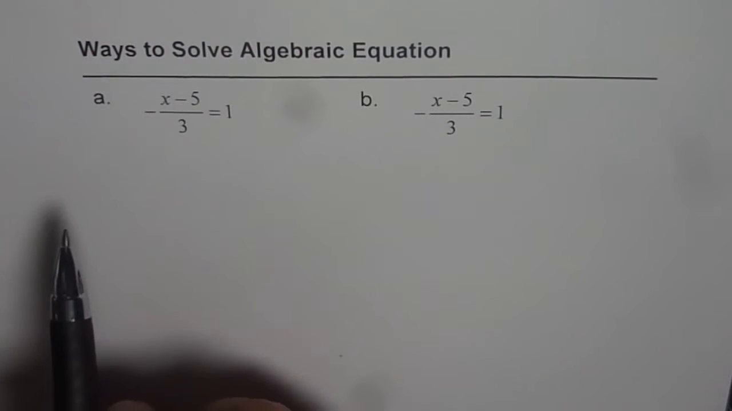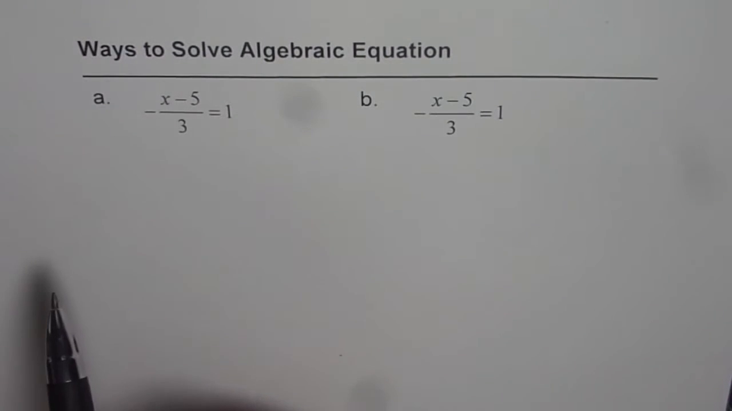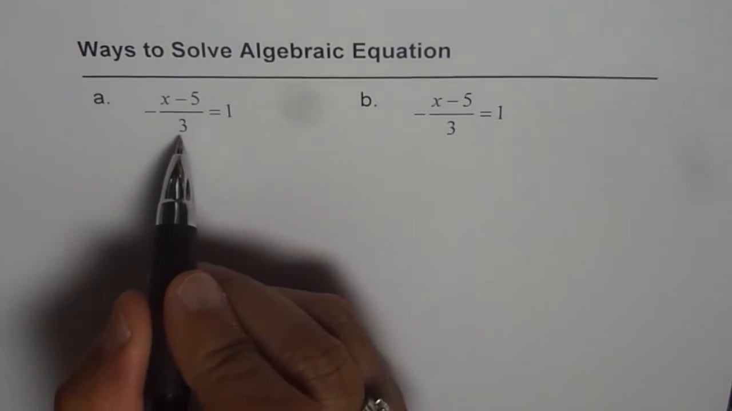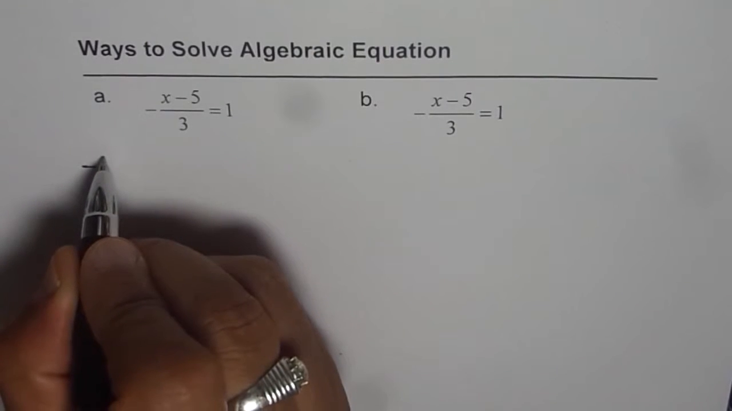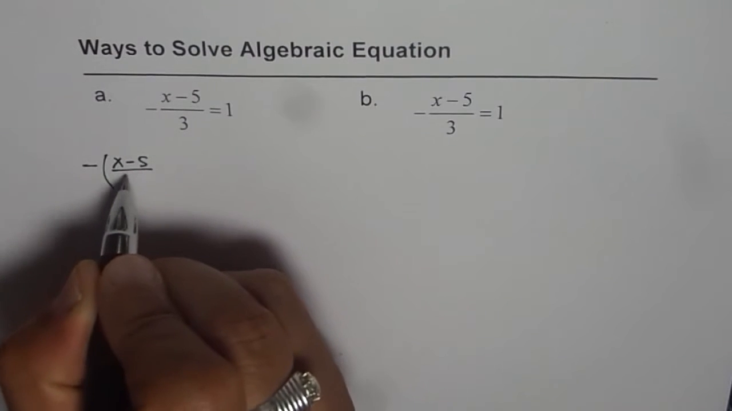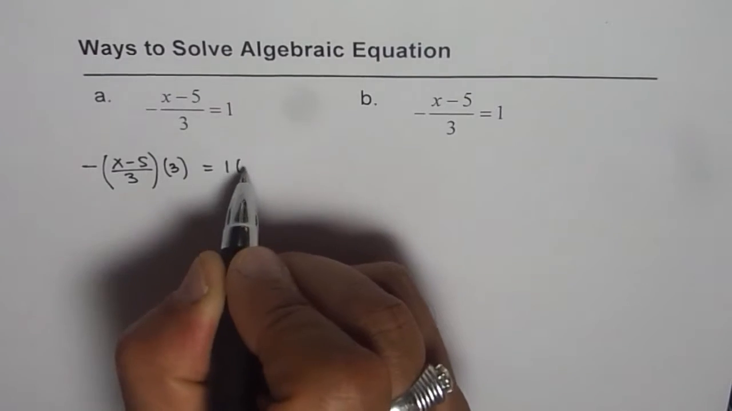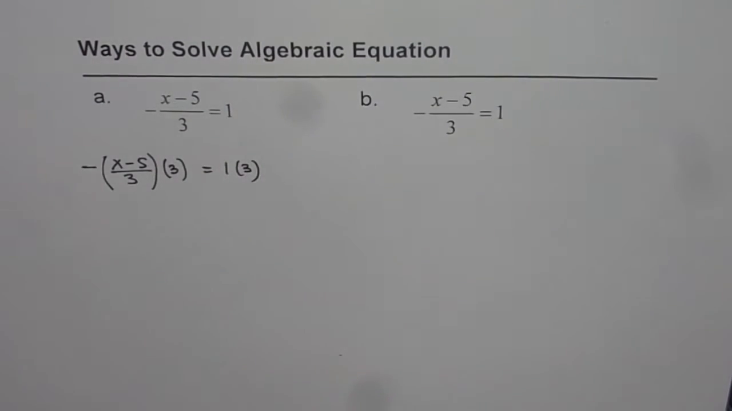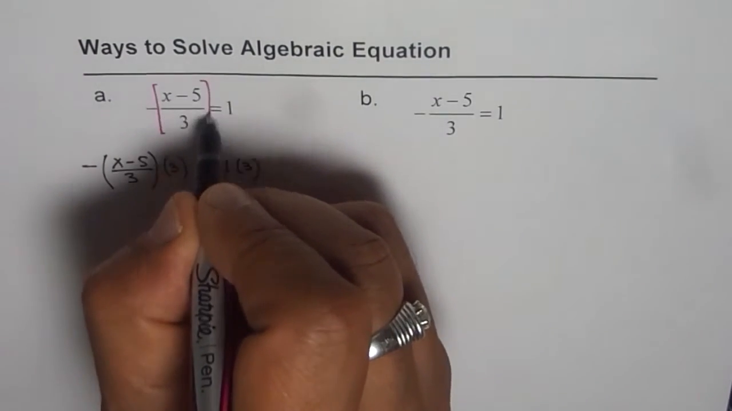Well, in method 1, what we will do is we'll just multiply by the denominator, both sides, right? To get rid of the denominator, that is the first step. So if you multiply by the denominator, which is 3, we get minus of (x minus 5) over 3 times 3 equals 1 times 3. Now it's better to write the minus outside. Think like this, that this minus is with the whole thing. Do you see that?